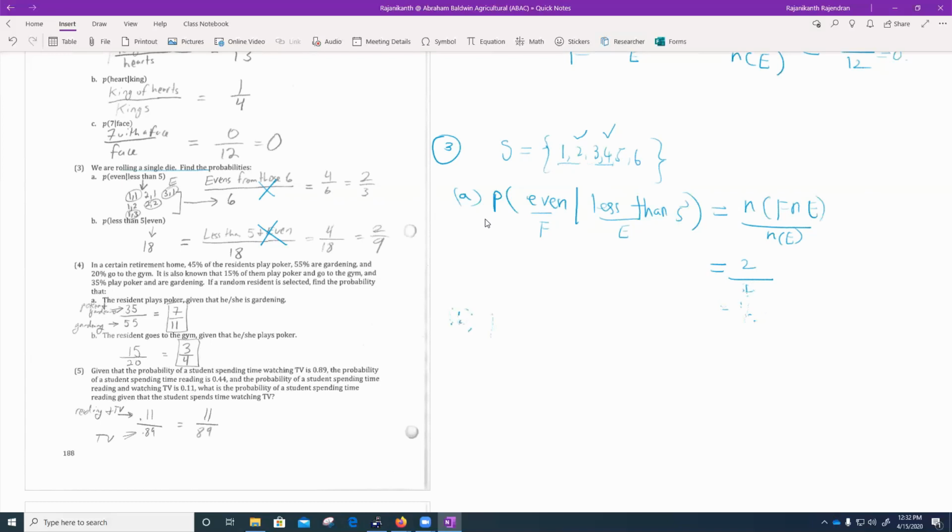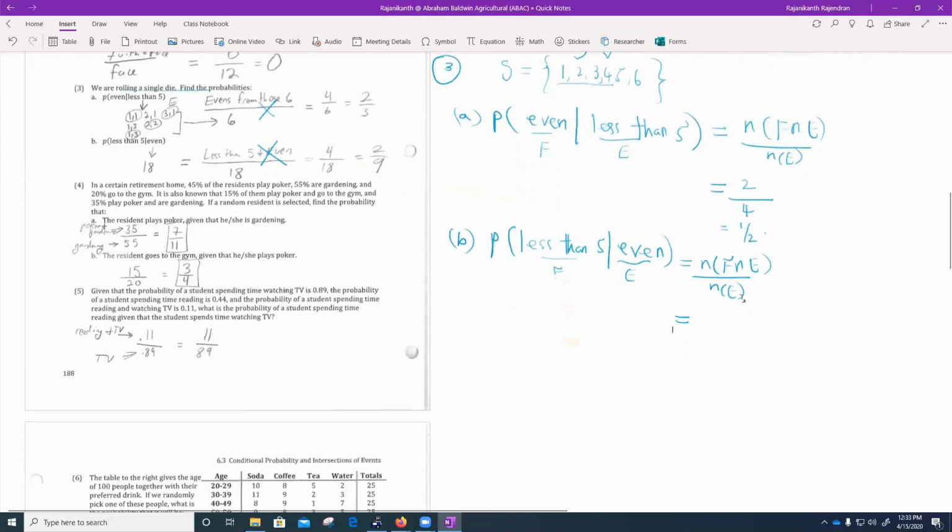Part B, finding the probability of a number which is less than 5, but the given condition is that it should be an even number. Okay, it is F, E, so N of F intersection E over N of E.